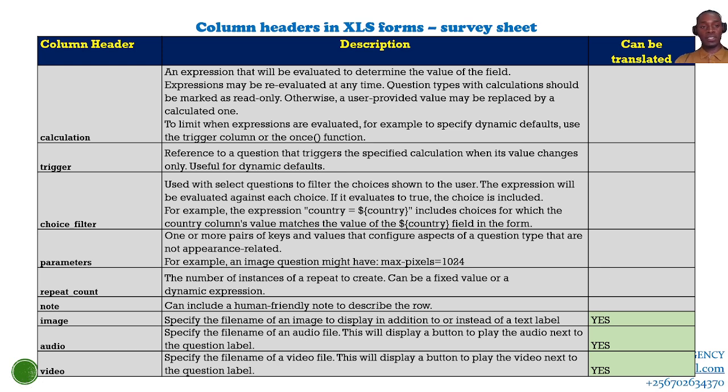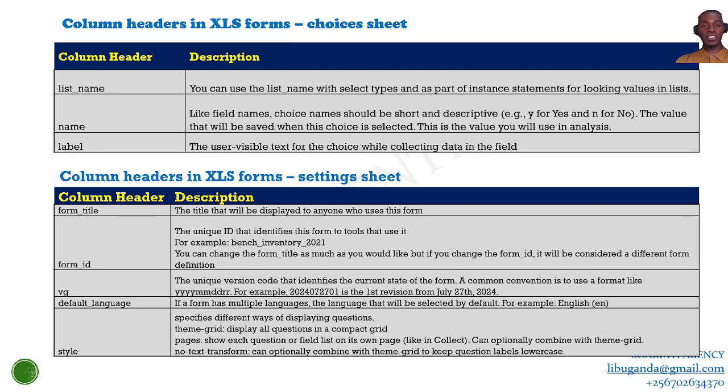All right, let's proceed. Then when you go to the choices sheet, there are basically three, as we saw already: the list name, the name, and the label. We are going to see how to use them. Then you can have additional columns, especially when you are using the cascading, which I think we shall look at in depth in our next tutorial, and there you can be very good to go.